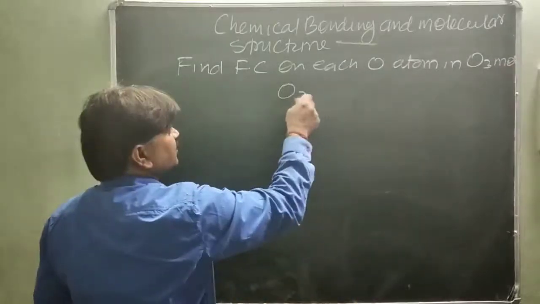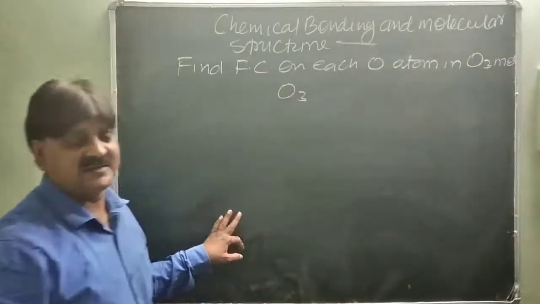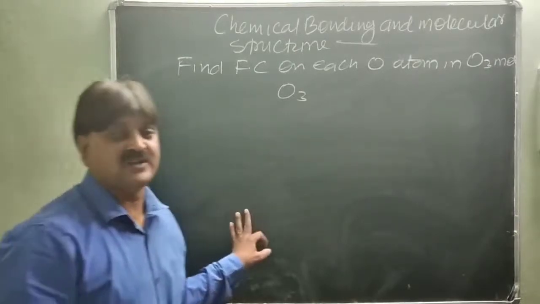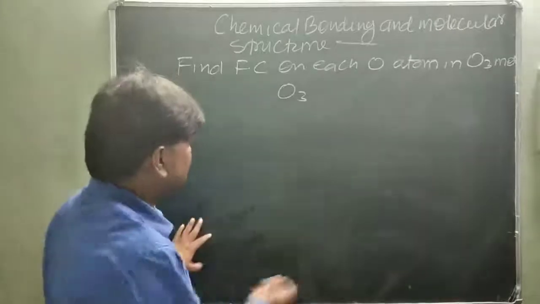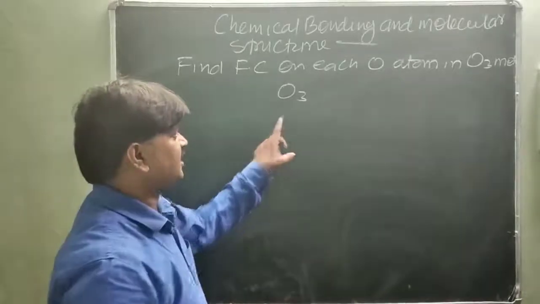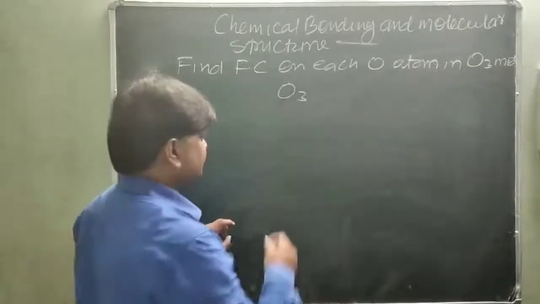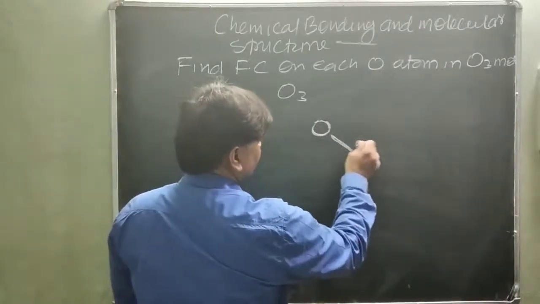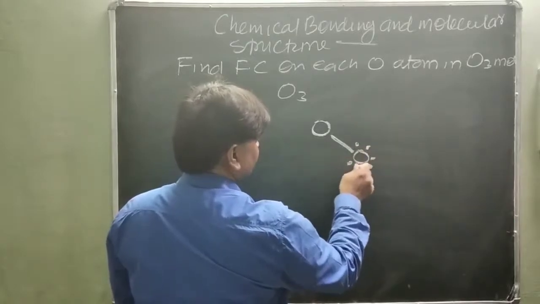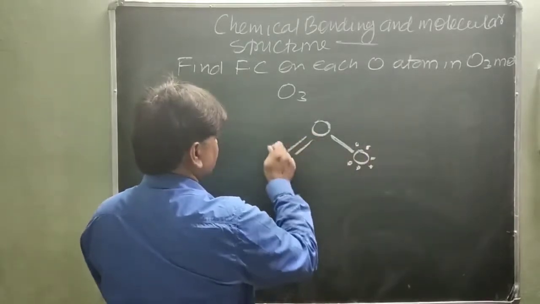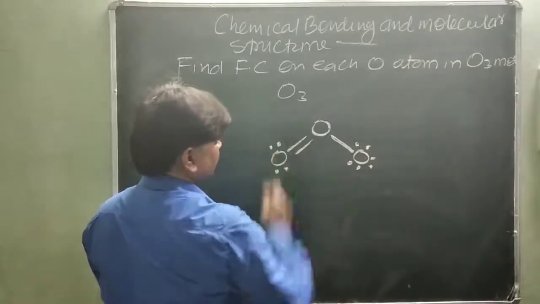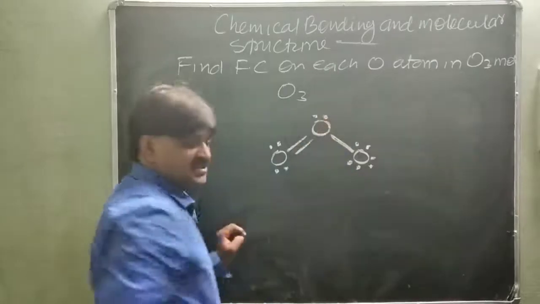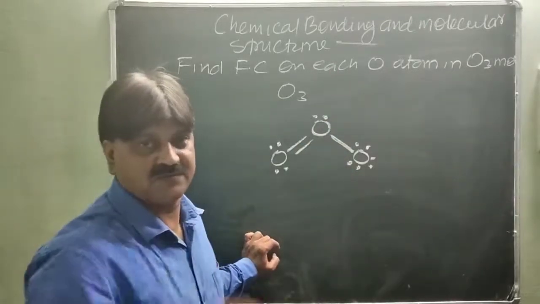Apparently, we will see there is no positive charge on the ozone at each oxygen atom, but there is a charge which can be shown in the form of the formal charge. So first you write down the electronic dot structure or Lewis dot structure of ozone. This is the electronic dot structure of the ozone.